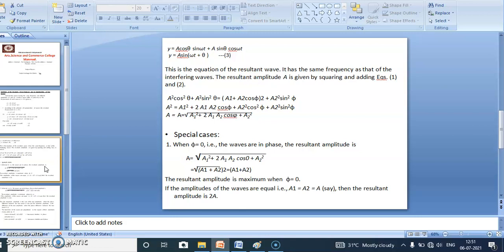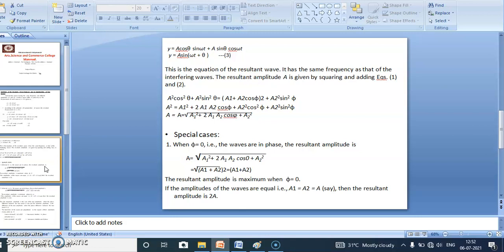So special case first, when phi is equal to 0. So put in cos phi, cos 0 is equal to 1. Okay, then we can say that the waves are in phase. Phi is equal to 0, that is, the waves are in phase. Then the resultant amplitude becomes A is equal to under root A1 squared plus twice A1 A2 plus A2 squared, because cos 0 is 1.